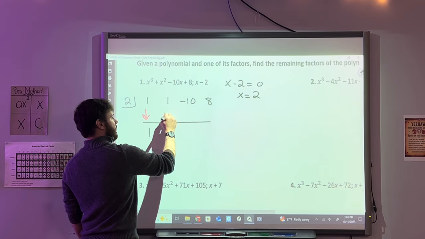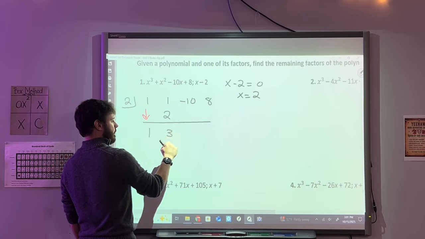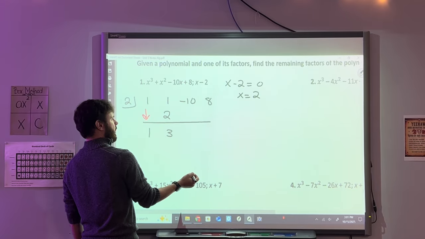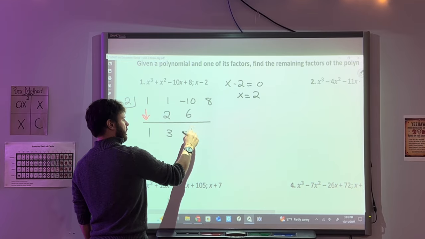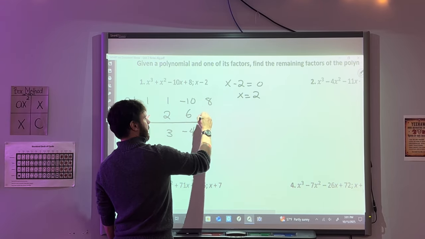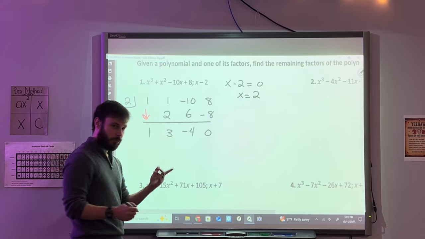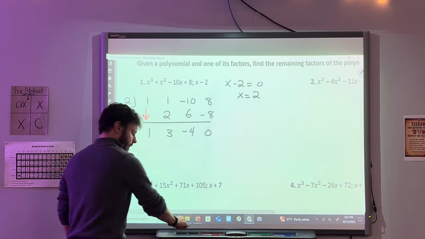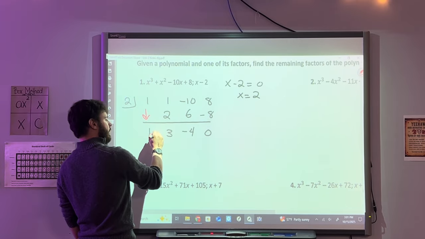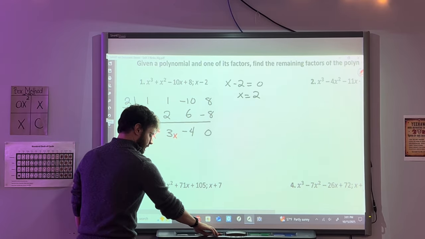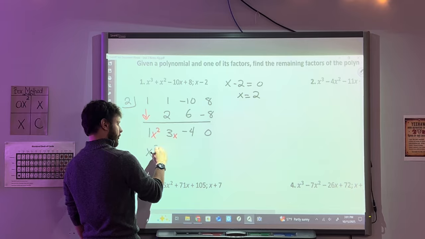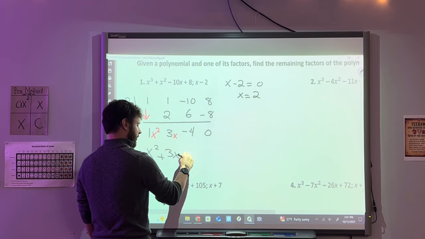1 times 2 is 2. Add down. 2 times 3 is 6. Add down. Multiply up. Add down. No remainder. Good deal. I started with 3. I should have 2, 1, none. Clean it up. X squared plus 3x minus 4.